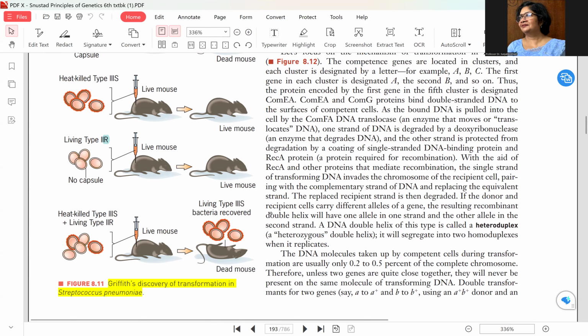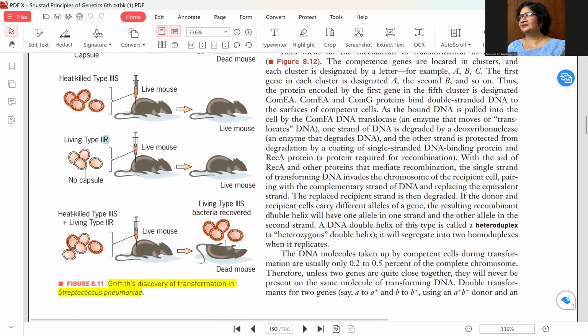It was seen that only in the tube where DNase was added, this process was affected and the death of mice did not occur, which meant that the transfer of material from type 3S to type 2R did not take place. It was then understood that the molecule which was transferred between the type 3S to the type 2R was DNA and not RNA or protein.